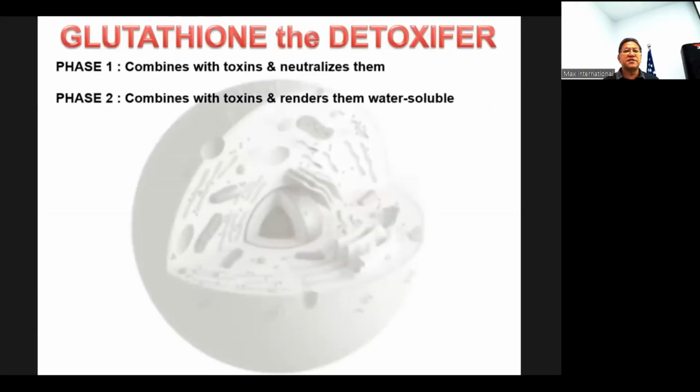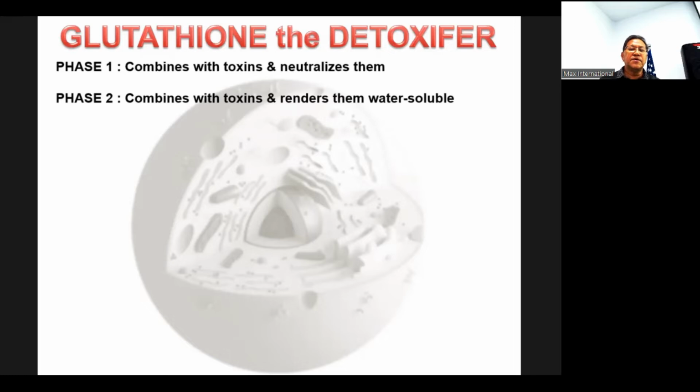Okay, next, glutathione as detoxifier, right? Remember, glutathione works in two ways. First, it can combine with the toxin and try to neutralize them. Second, it combines with the toxin and renders them water-soluble, such that even if it fails to neutralize them, it can still solve the problem by getting rid of the toxin through the urine or through the bowel or even through sweat.